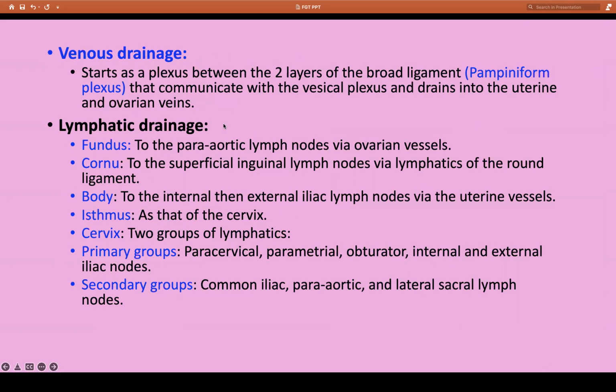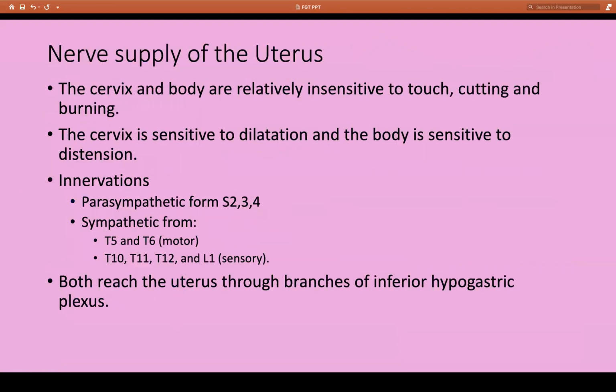Lymphatic drainage is very important, because if a patient has malignancy, how do we follow? If it is the fundal part, it will go to para-aortic lymph nodes. The cornual part goes to lymphatics around the ligament, and the body to external iliac lymph nodes. Then the cervix has two groups: primary group, paracervical, parametrial, obturator, internal. These are all the pelvic group, and they all drain into common iliac, para-aortic, and lateral sacral lymph nodes.